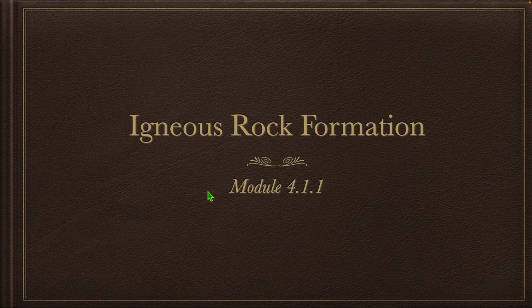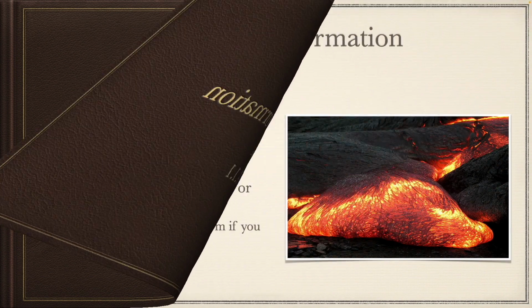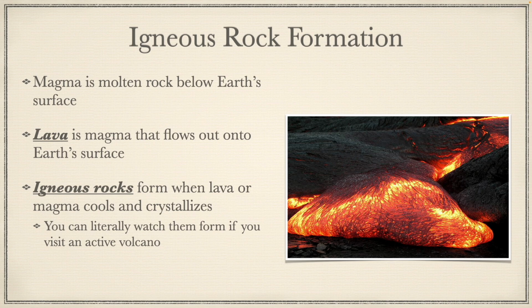Igneous rock formation. So magma is molten rock that's below Earth's surface, while lava is actually magma that flows out onto Earth's surface. So the big difference is where it's located. So technically, this is lava. It's actually out on the Earth's surface, so that is lava. Magma, again, is below Earth's surface.